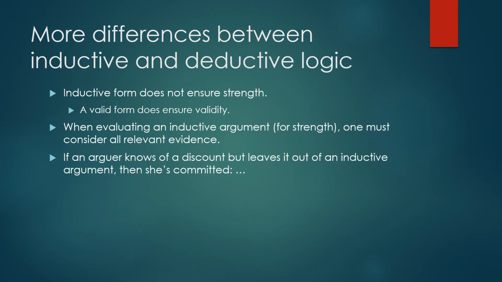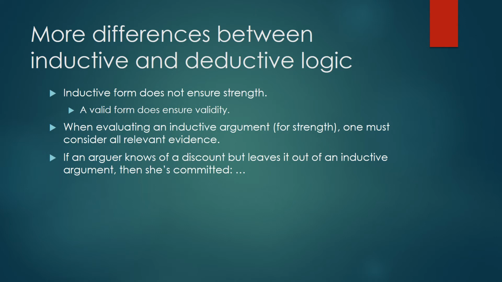So here are some more differences between induction and deduction, right? Inductive form does not ensure strength, right? Even though a valid form does ensure validity, we can still have a weak statistical syllogism. Remember, since a discount is not a premise, it's still a syllogism. We still only really have two premises there. So remember, every valid form with an argument is valid, but it's possible for a strong inductive form to actually be a weak argument. Okay? And when evaluating an inductive argument for strength, one must consider all the relevant evidence.